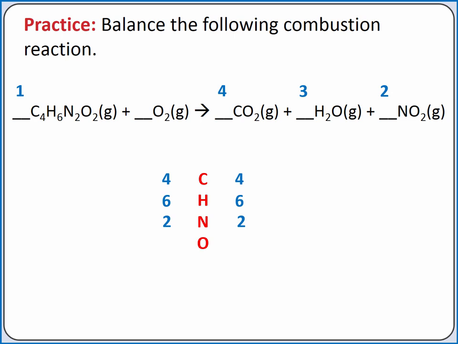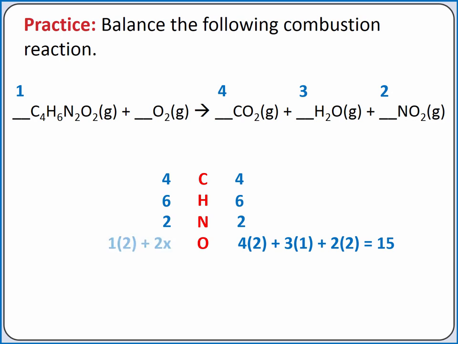And last, we'll balance oxygen. On the right, we have 4 carbon dioxide molecules with 2 oxygen atoms each, plus 3 water vapor molecules with 1 oxygen atom each, and 2 nitrogen dioxide molecules with 2 oxygen atoms each. This gives us a total of 15 oxygen atoms on the right.